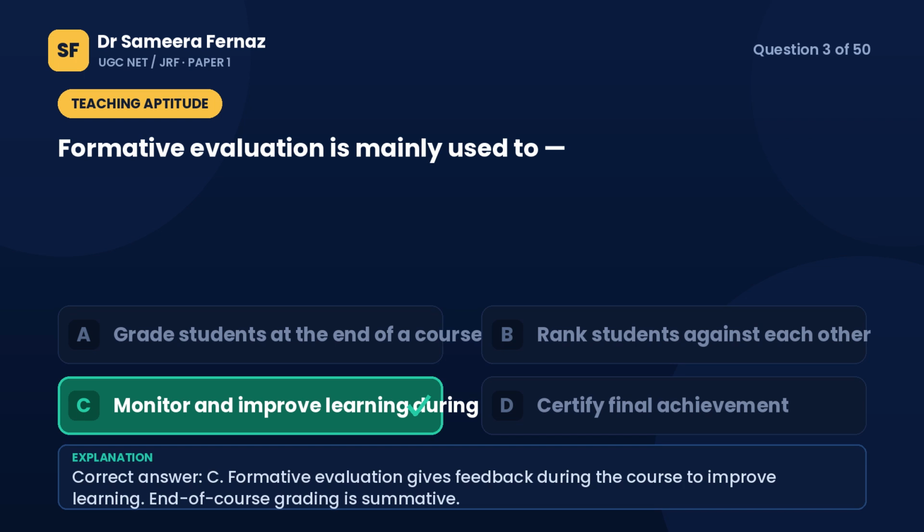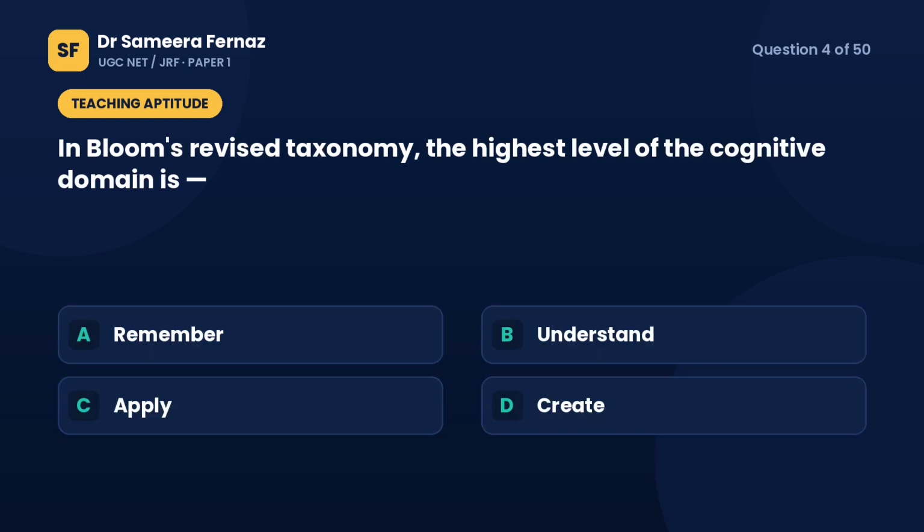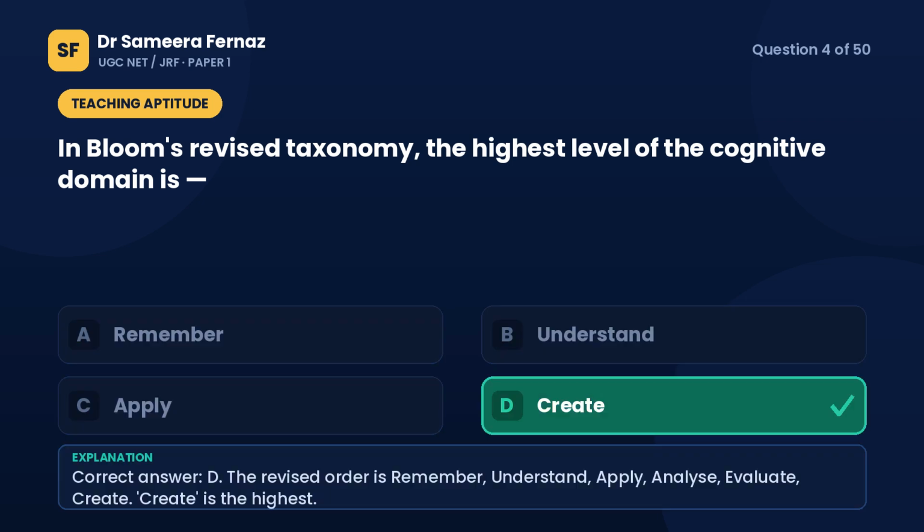Question number 4, Teaching Aptitude. In Bloom's taxonomy, which thinking skill sits right at the top? So the answer is option A, create. The list ends with evaluate and then create, the highest skill of all.